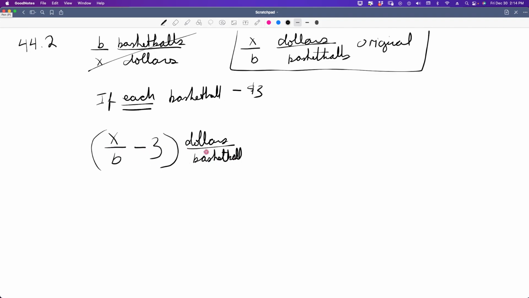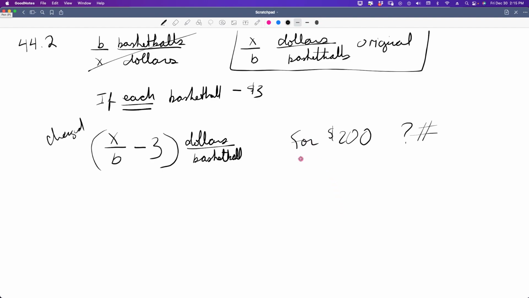So this is our new rate. This was our original rate. This is our changed rate. And then the question says, how many basketballs could he purchase at this rate? How many can he purchase for $200? So for $200, how many? What's the quantity?